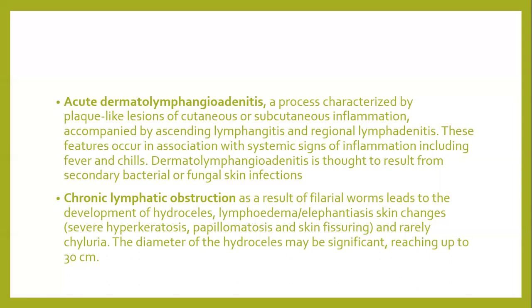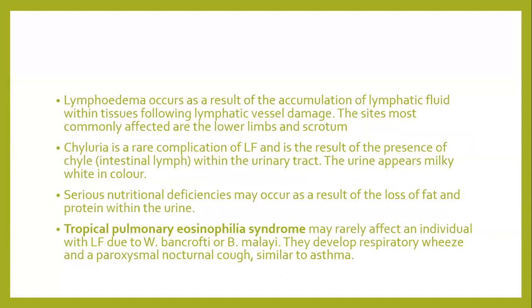Then chronic lymphatic obstruction as a result of filarial worm leads to development of hydrocele, lymphedema, elephantiasis skin changes, and rarely chyluria. The diameter of hydrocele may be significant and reach a diameter of 30 centimeters. Lymphedema occurs as a result of accumulation of lymphatic fluids within the tissue following lymph vessel damage. And sites most commonly affected are the lower limb and scrotum.